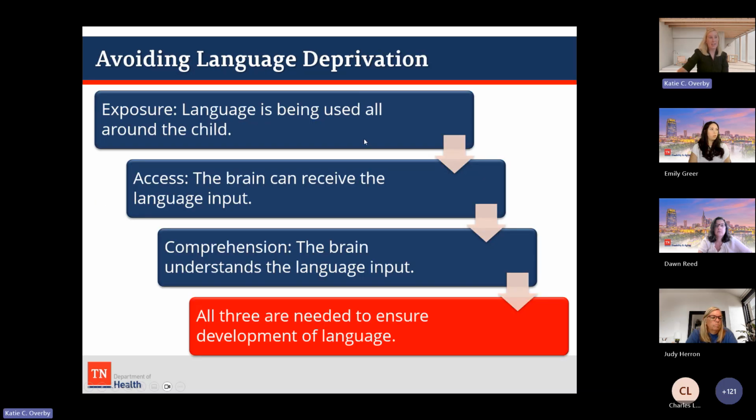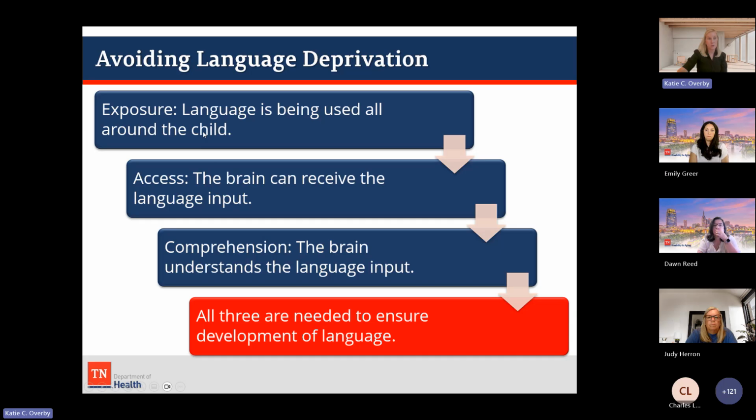If we want to avoid language deprivation, there are some steps that we can take, and that includes the exposure. Again, sign language, spoken language, however you can give the child exposure to the language. We want quality language, we want to do it often, and we want to give them access. Their brain wants to receive that information. They're sponges, they want that, they need that input.